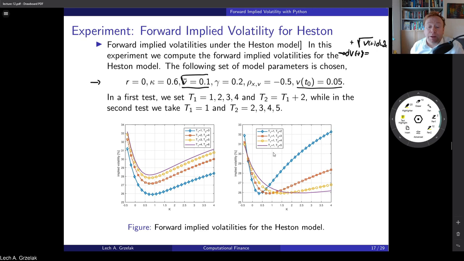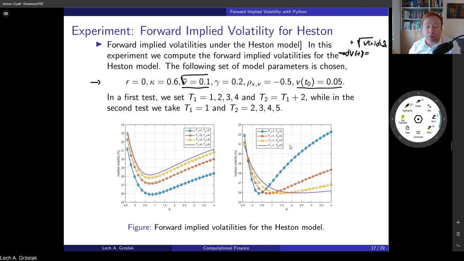What is the logic behind it? You could expect that if you have a shorter maturity, there's a lot of concentration of the density around T1, T2, and a longer distance basically means there's more time for the performance, so the distribution of performance is wider in time. Again, it's the square root of sigma, the square root of volatility, that we have.